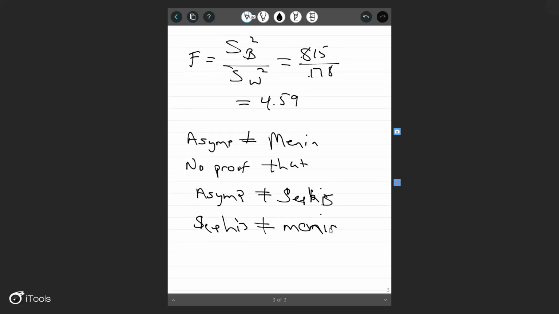How could that possibly happen? Well, we can think about it as we have a confidence interval for asymptomatic. We have some overlap with sepsis. And then over here, we've got another overlap with meningitis. So sepsis can overlap both of those, but these can still be far apart from each other.